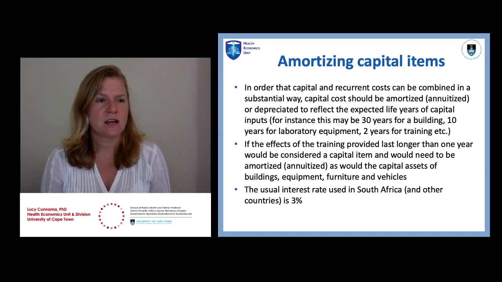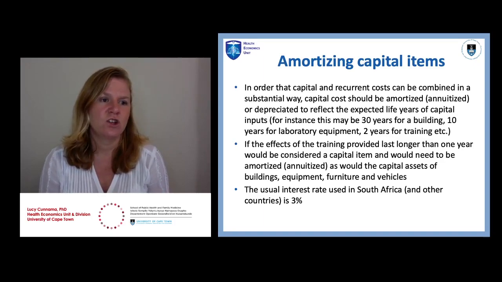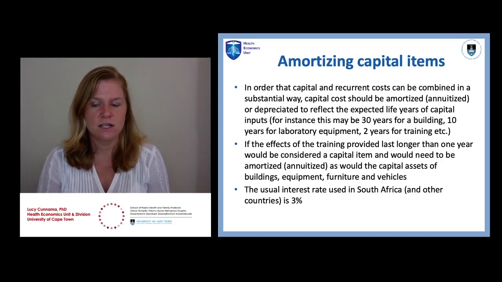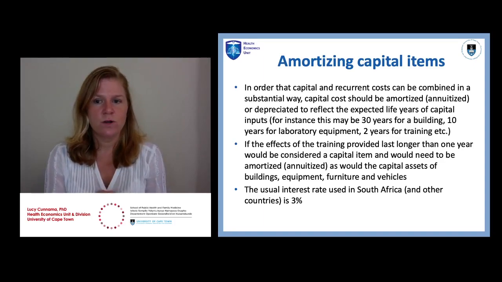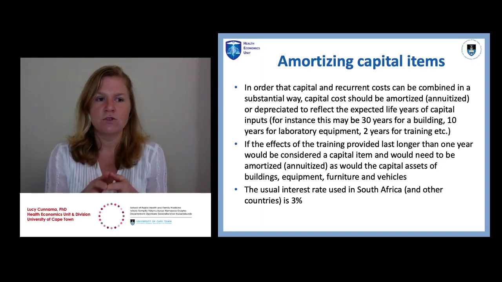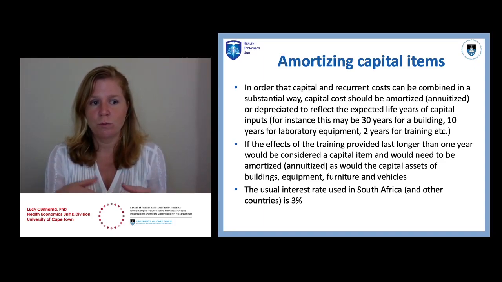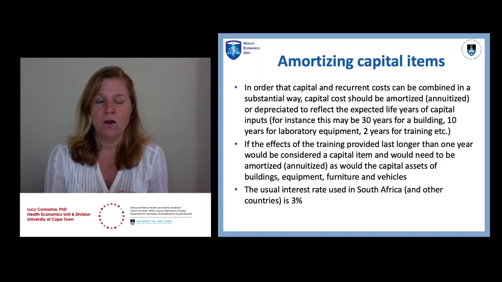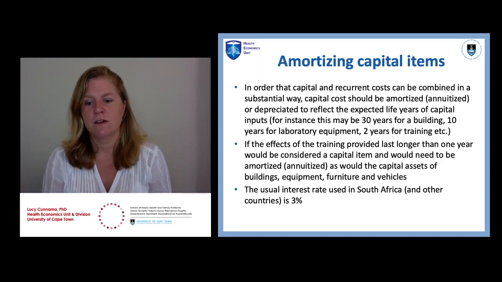We do need to think about what figure we use for different buildings. In some countries, it might be that a building would actually be expected to last less than 30 years. But what we're thinking here is that if we took a building and replaced it, what would the value be? And then can we spread this over the expected life years of the building?